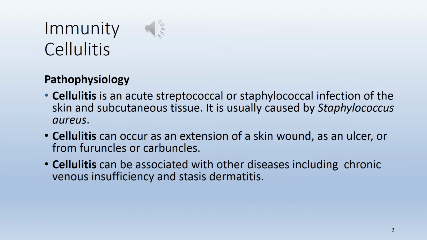Cellulitis pathophysiology is an acute streptococcal or staphylococcal infection of the skin and subcutaneous tissue. It is usually caused by Staphylococcus aureus. Now, cellulitis can occur at any age and can involve any skin area on the body. It can occur as an extension of a skin wound, as an ulcer, or from furuncles or carbuncles. Cellulitis can be associated with other diseases, including chronic venous insufficiency or stasis dermatitis.